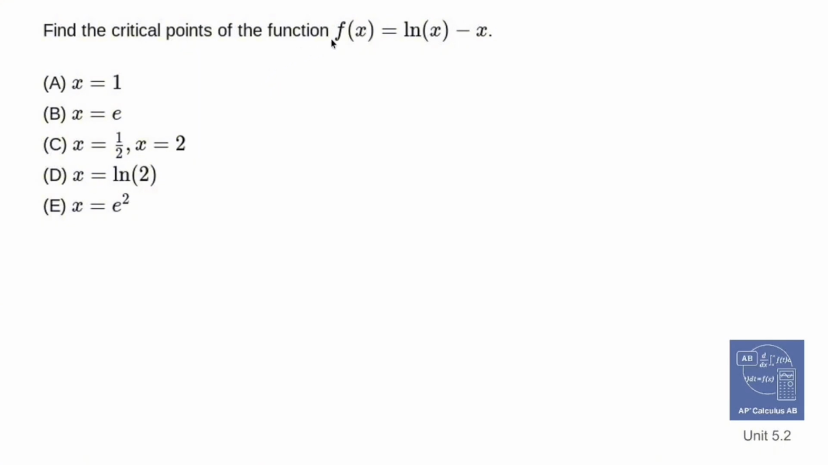Find the critical points of the function f of x equals ln of x minus x. So what we have is critical points. Critical points exist when f prime of x equals 0. So what I have to do is take the derivative and set it equal to 0 and solve for x. So f prime of x is going to equal the derivative of ln of x, which is 1 over x, minus x. The derivative of negative x is minus 1. So let's set that equal to 0.